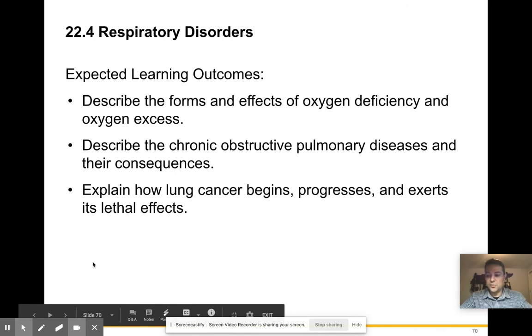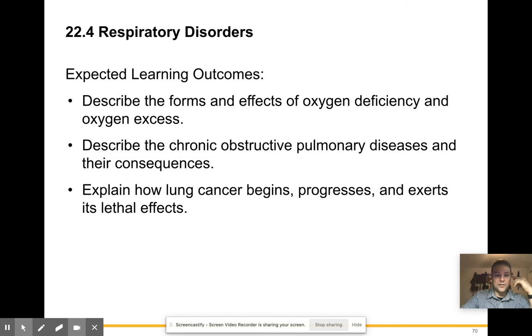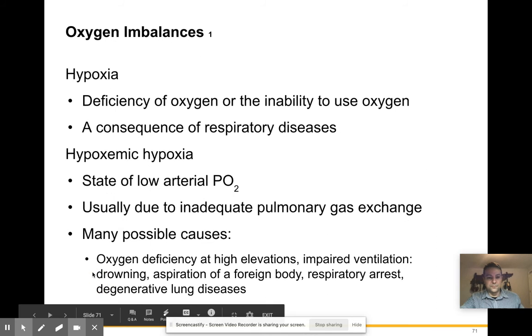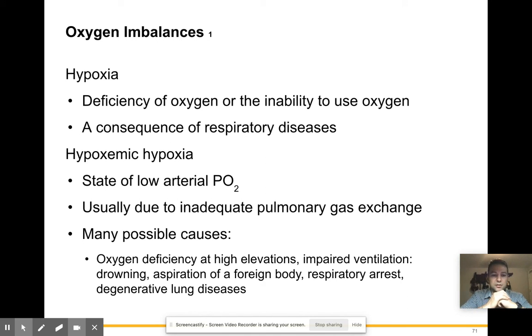Okay, the last thing that we want to talk about in this lecture is respiratory disorders. One respiratory disorder deals with oxygen imbalances, and hypoxia is a deficiency of oxygen or the inability to use oxygen, and this is usually a consequence of some type of respiratory disease. Anytime you have a deficiency of oxygen, it's considered to be hypoxia. But there are different types of hypoxia.